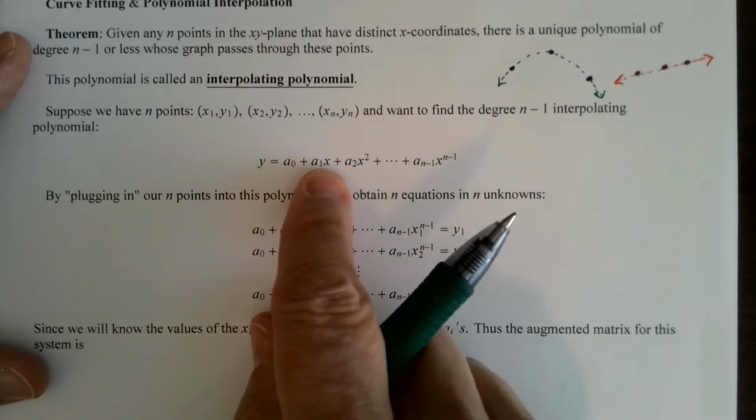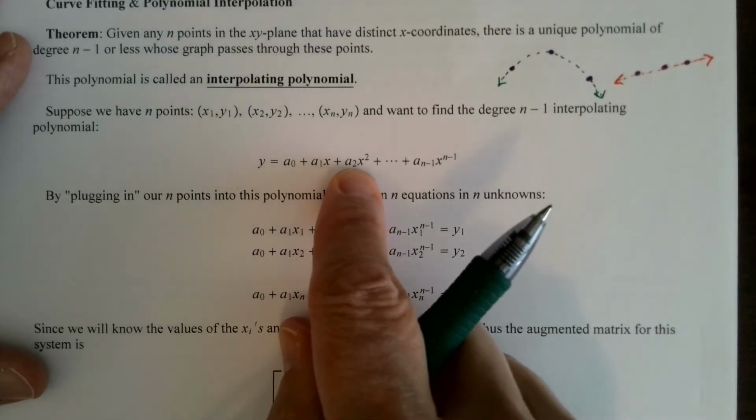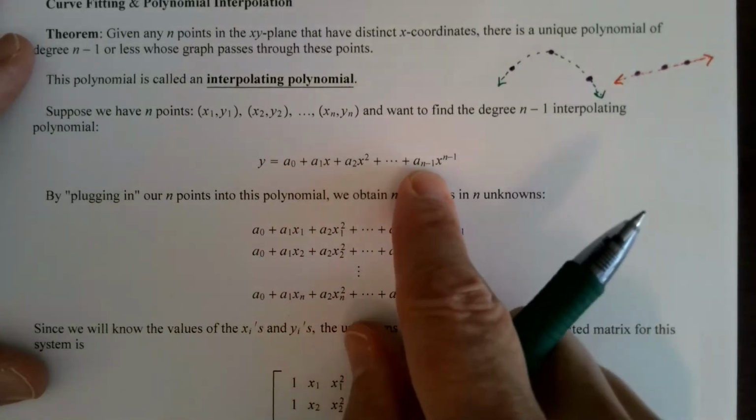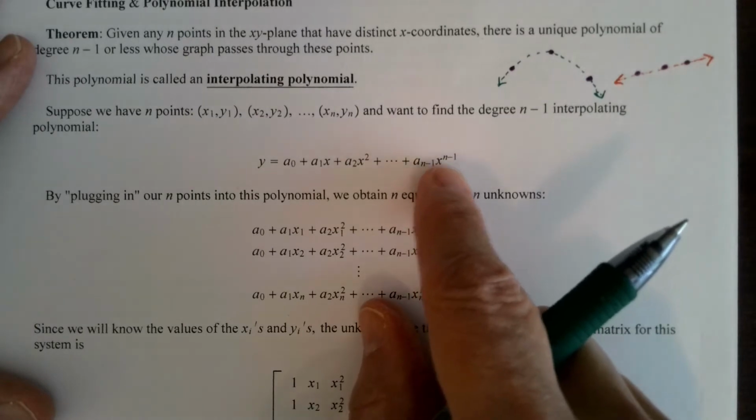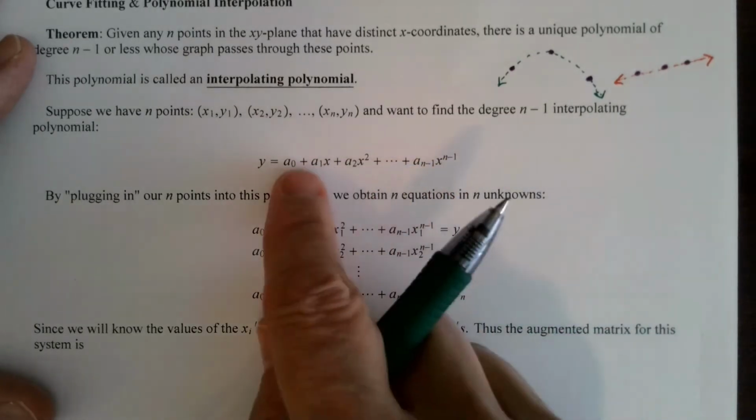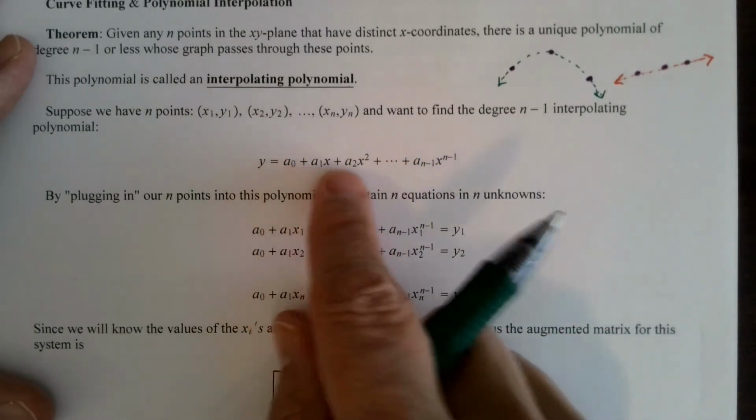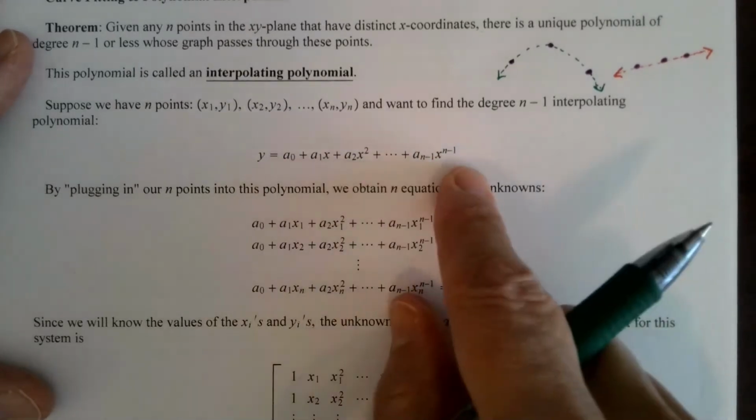A sub 1 is the coefficient of the x term. A sub 2 is the coefficient of the x squared term. And a sub n-1 is the coefficient of the x to the n-1 term. So these a's are what we're looking for. These are the coefficients of our polynomial. That's what I want to know.